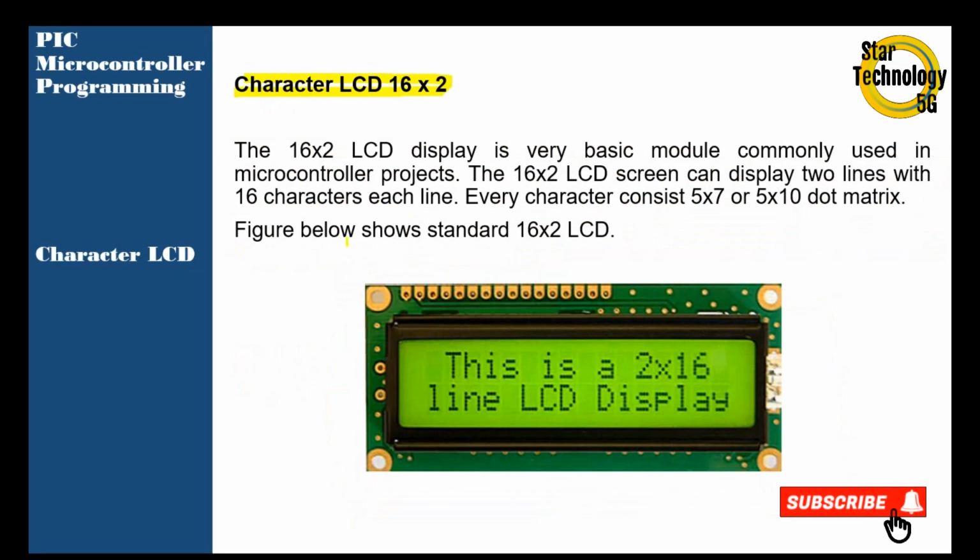Character LCD 16:2. The 16:2 LCD display is a very basic module commonly used in microcontroller projects. The 16:2 LCD screen can display 2 lines with 16 characters each line. Every character consists of a 5:10 or 5:7 dot matrix. Figure below shows a standard 16:2 LCD. You can see here is the 16:2 LCD. It means there are 16 characters in one line and 2 lines, means 16:2.